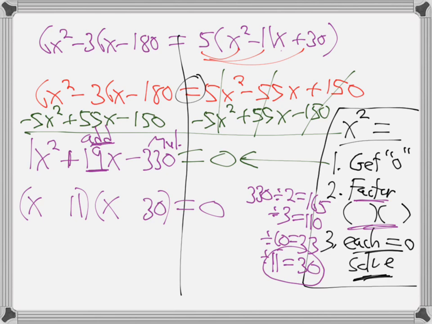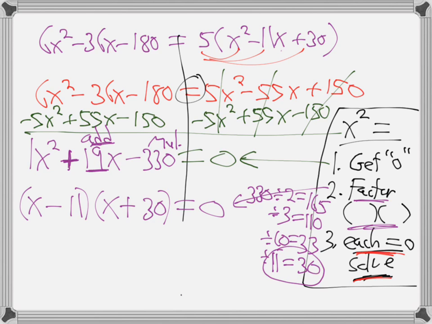Now, remember the sign in the middle goes on the bigger. Plus 30 minus 11 makes plus 19 in the middle. So there's step 2. Factor with the parentheses. Good to there.